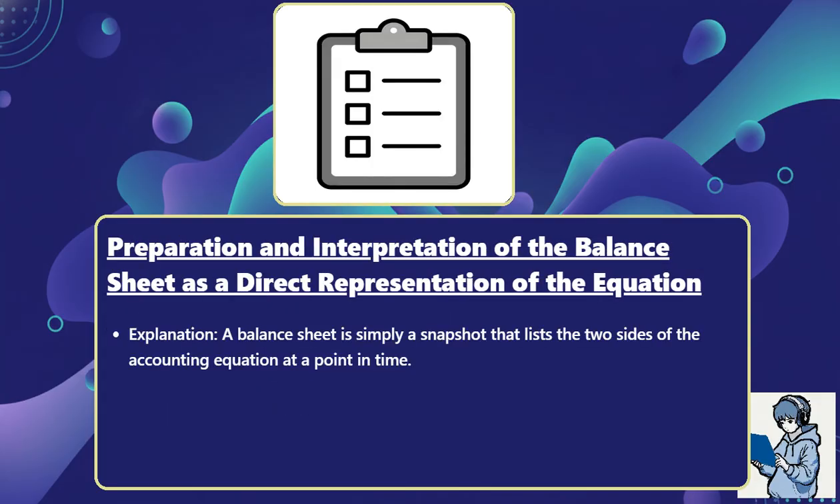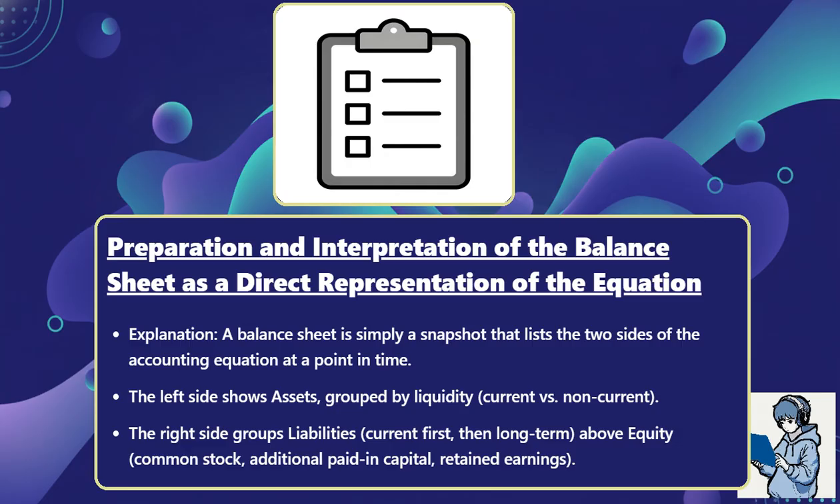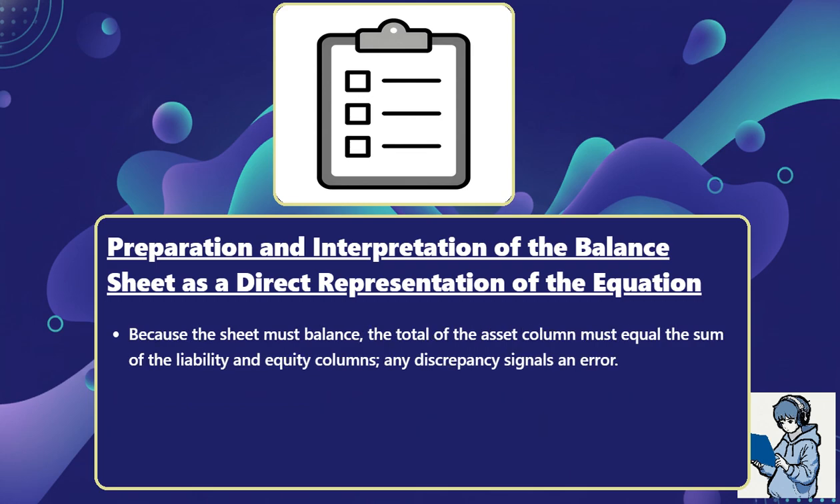A balance sheet is simply a snapshot that lists the two sides of the accounting equation at a point in time. The left side shows assets grouped by liquidity, current versus non-current. The right side groups liabilities, current first then long-term, above equity, which includes common stock, additional paid-in capital, and retained earnings. Because the sheet must balance, the total of the asset column must equal the sum of the liability and equity columns. Any discrepancy signals an error.